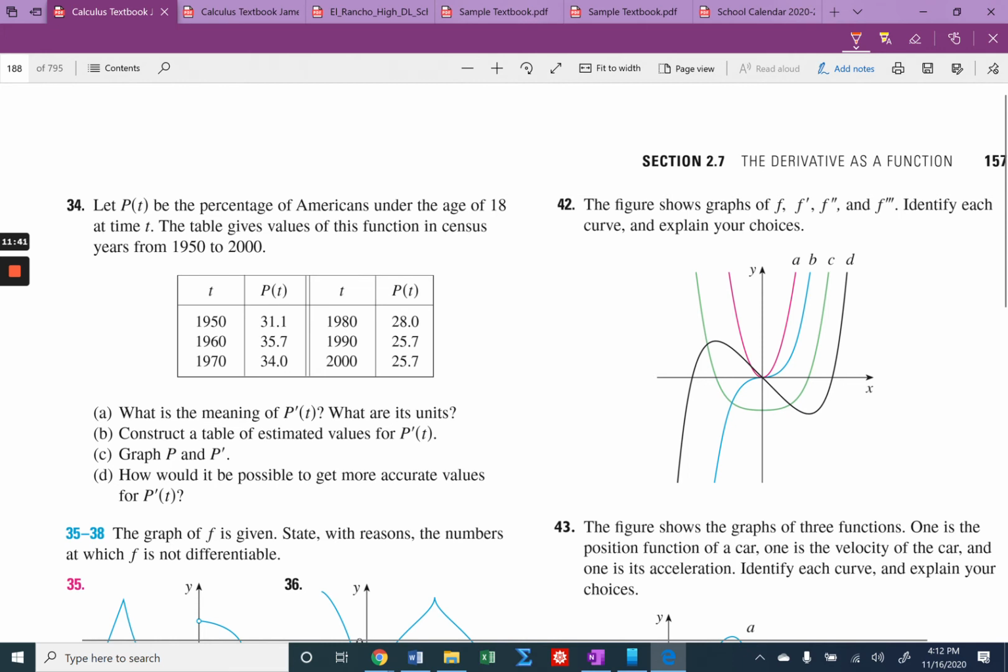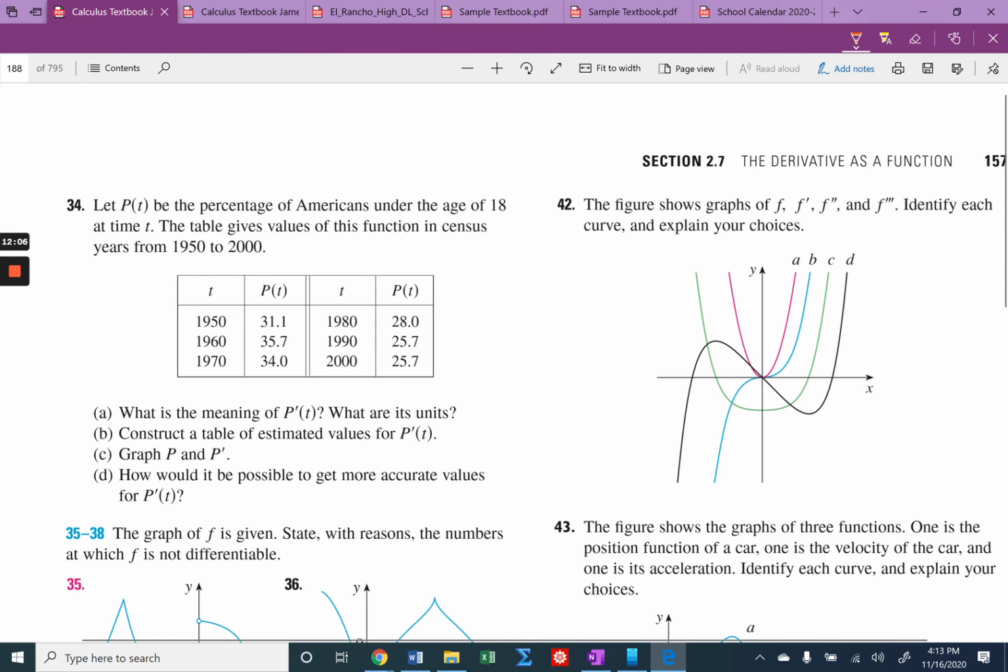And then how would it be possible to get more accurate values for P prime of T? Well, maybe we took the data every year instead of just every 10 years. Maybe we actually create a function that goes through all these points, and then we take the derivative of that function. Maybe that function would be a good model. And any other way you can think of, a more creative answer to that question.